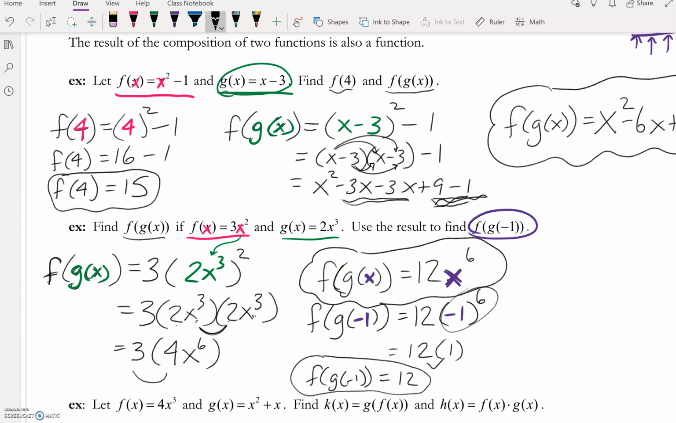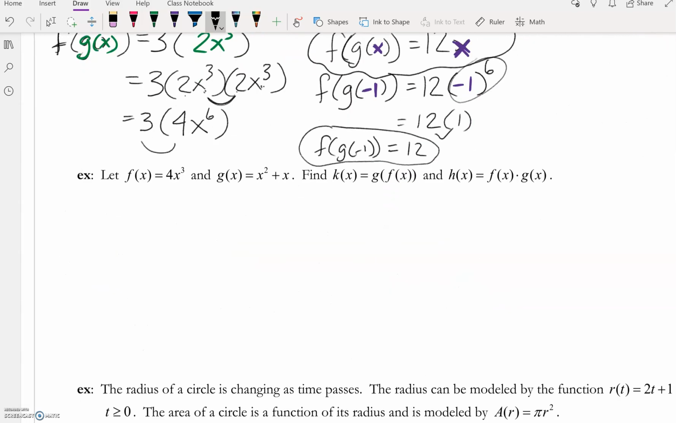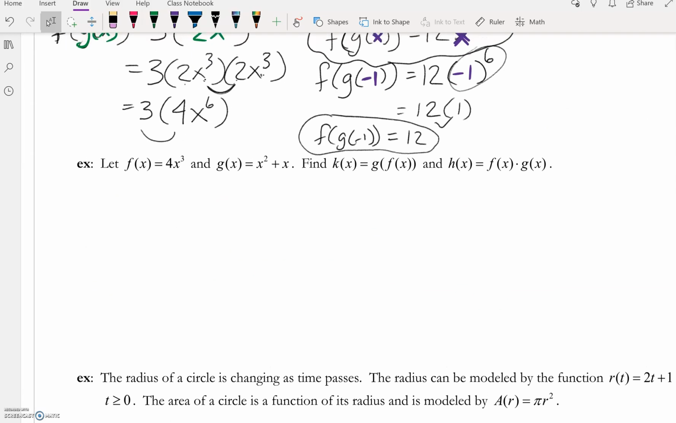Now you could have also started with this guy and plugged in -1 into the function g, and then plugged that result into the function f. But since we did all of the hard work of composing those functions at the beginning, there was only one thing we had to plug it into at the end. Okay, so let's look at one more example here before we look at a word problem.